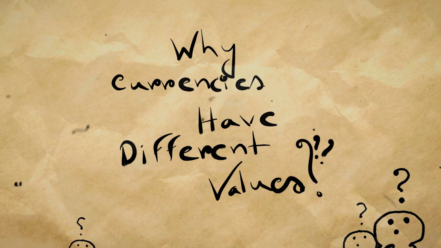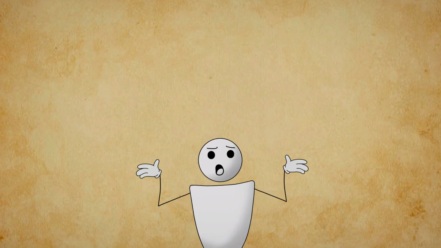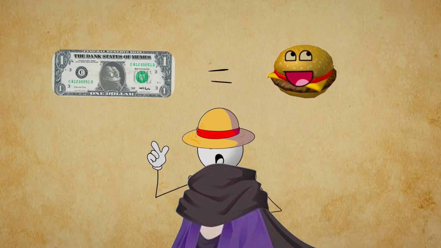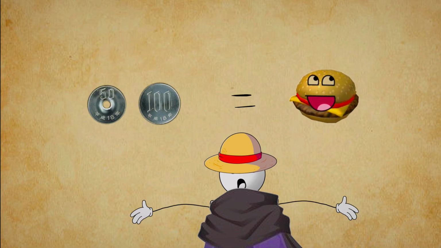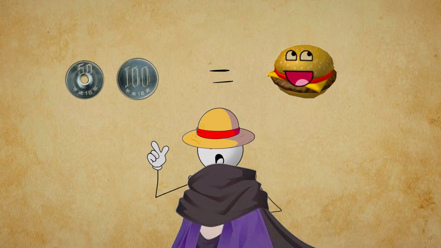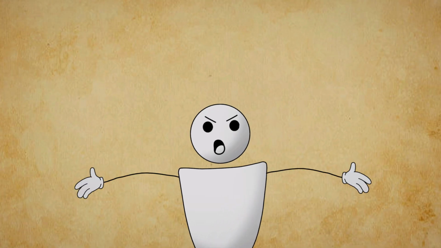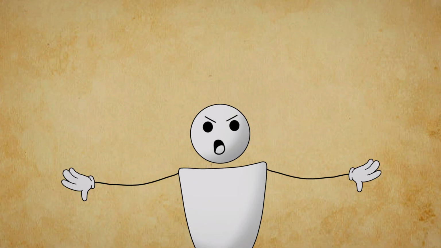Why currencies have different values? Why is it that $1 can buy you a burger in America, but in Japan, the same dollar turns into 150 yen? And suddenly you're rich enough to buy a small meal and a drink, and then a $100 bill in Zimbabwe barely buys you a loaf of bread. Hold up, who decided this? Why is money's value so uneven around the world?